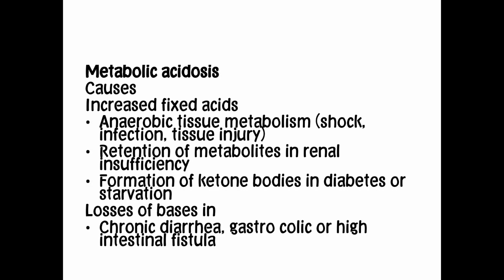On the other hand, metabolic acidosis is caused by increased fixed acids, and most of these increased fixed acids are secondary to anaerobic tissue metabolism, for example in shock, infection or tissue injury. It can also be secondary to retention of metabolites in renal insufficiency. Somebody is having acute renal failure or chronic kidney disease, and they are not able to excrete these excessive metabolites and acids. The patient ends up in metabolic acidosis.